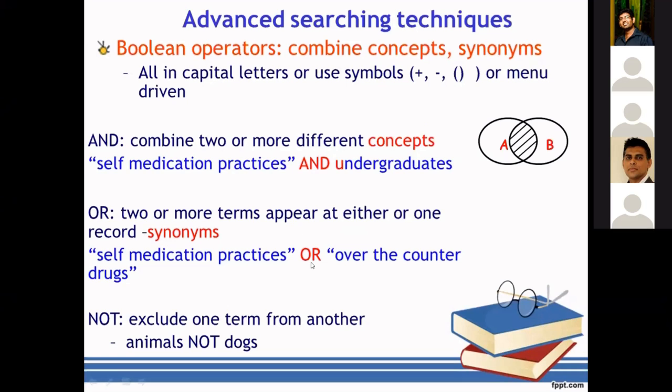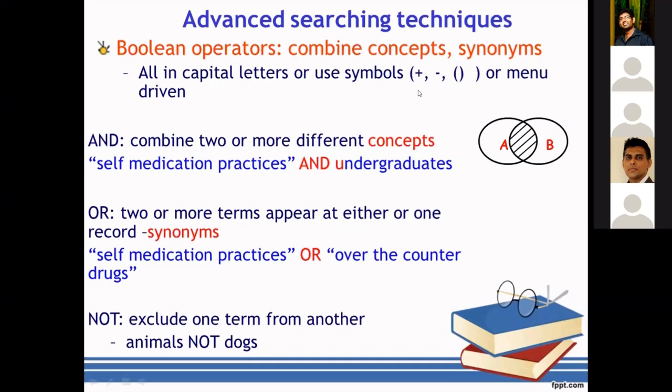And to combine synonyms, we can use the OR operator here, and all the time when we type, we have to use capital letters. NOT means that it excludes one term from another. That's an easy example: animals NOT dogs. But when we apply the NOT operator, we have to be very, very careful, because sometimes it tends to exclude necessary results too. So usually we use those two operators, AND and OR.